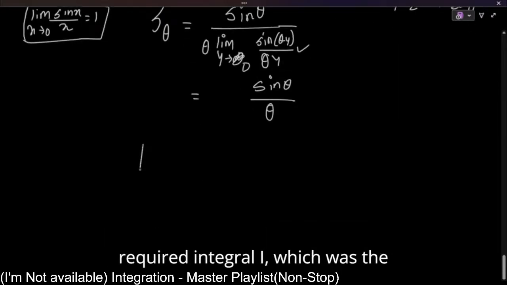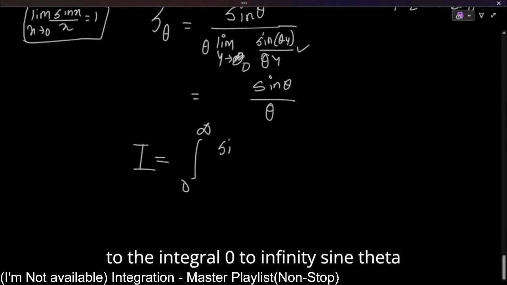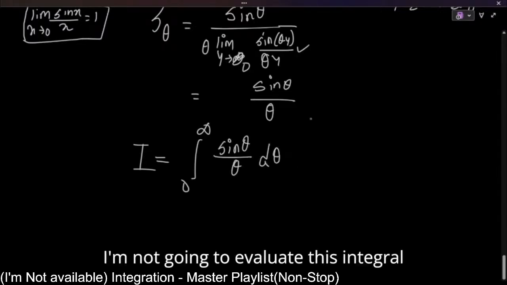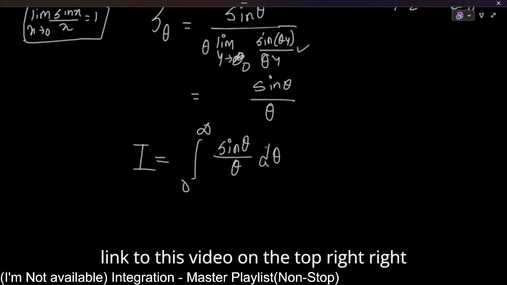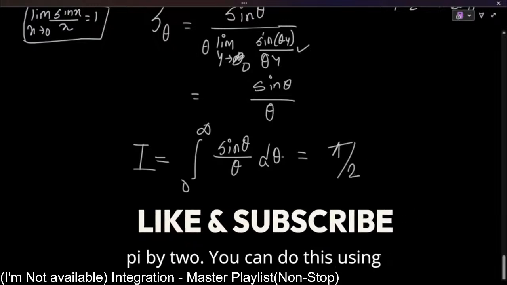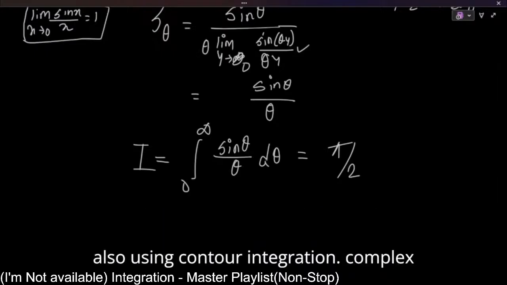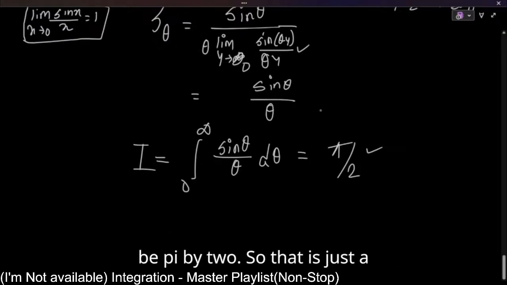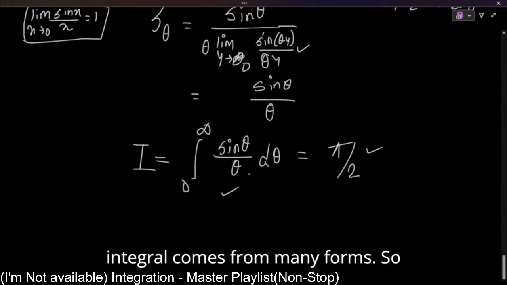And our required integral I, which was the infinite product, now simply boils down to the integral 0 to infinity sine theta by theta d theta. I'm not going to evaluate this integral because I have already shown in great detail how to do this. You can find the link to this video on the top right now. And this is basically equal to pi by 2. You can do this using Feynman's trick of integration or differentiation under the integral sign, also using contour integration or complex analysis. Okay. So the final answer for the integral should be pi by 2. So that is just a representation of this integral. This integral comes in many forms. So that would be the answer.